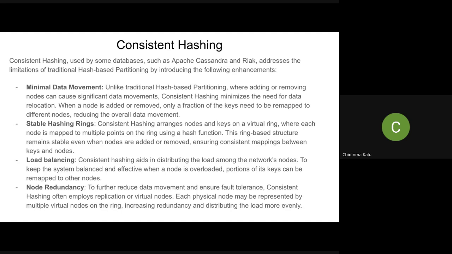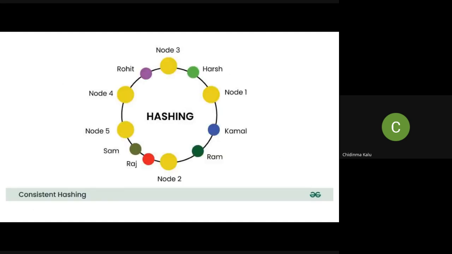Consistent hashing also arranges nodes and keys on a virtual ring where each node is mapped to multiple points on the ring using a hash function. It aids in load balancing, so that if a node is overloaded, then some of its keys can be remapped to other nodes. Consistent hashing also ensures fault tolerance, as it employs replication or virtual nodes. And this is a nice diagram I saw on GeeksforGeeks.